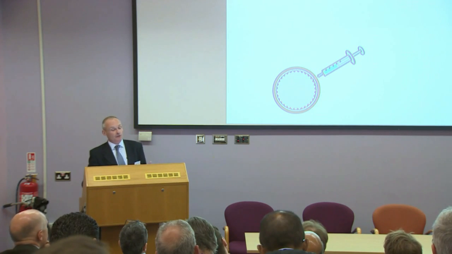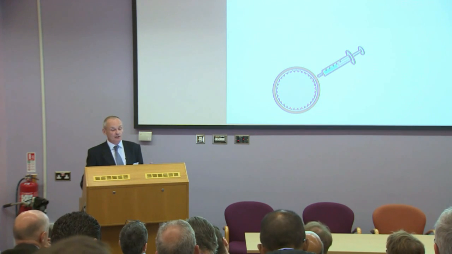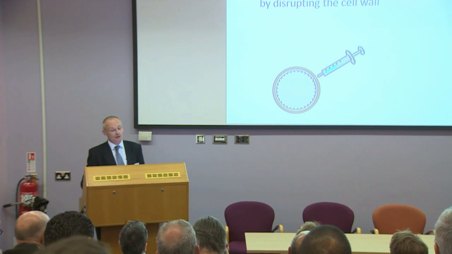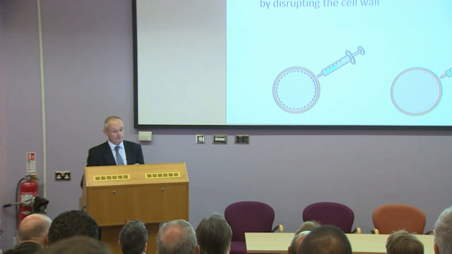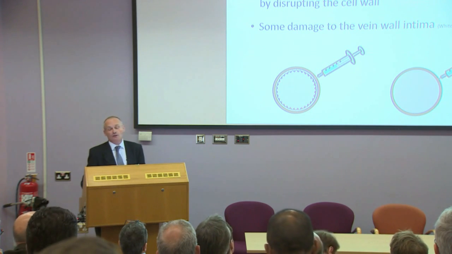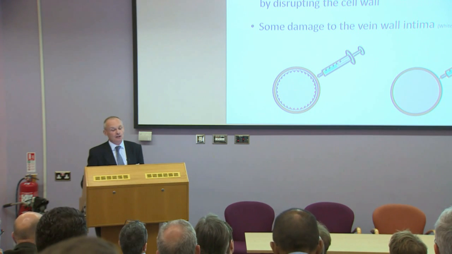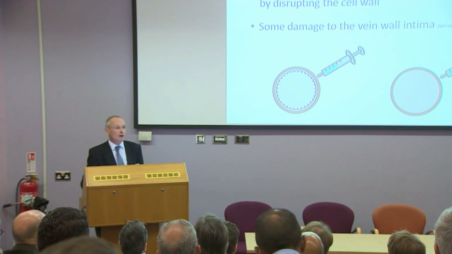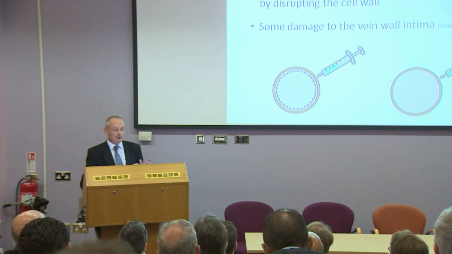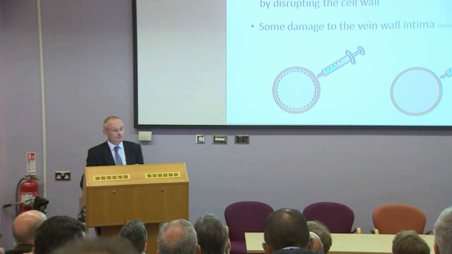So what happens to the Fibrovein foam? As Philip showed, you inject it into the vein, the foam displaces the blood, the sclerosant is then able to destroy the endothelium by destroying the cell wall. There's also evidence that the sclerosant, particularly STS, damages the vein wall. Mark Whiteley's group have just recently done some work on that. But most of the damage is to the endothelium itself.